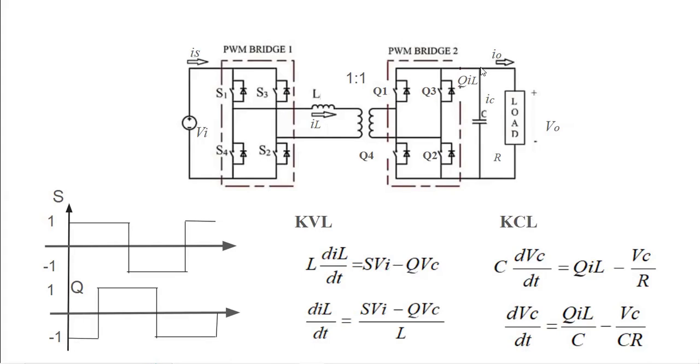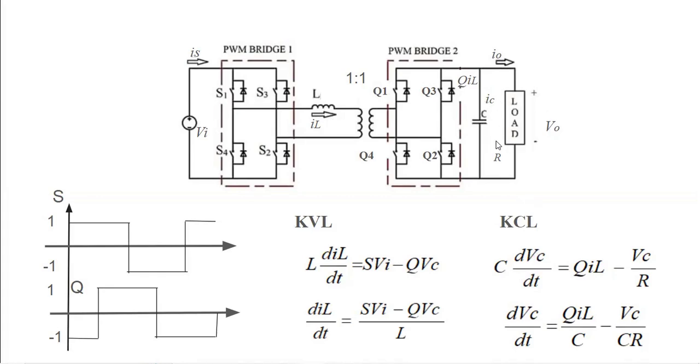Similarly, we can write the state equation for capacitance by applying Kirchhoff's current law at this node. At this point, the current coming out of the second bridge will be Q times the current flowing through the primary side of the linear transformer. So we can write Q IL equal to the capacitor current plus the output current I naught, so the current through the capacitor is Q IL minus VC by R. The current through the capacitor can be written as C into dVC by dt.